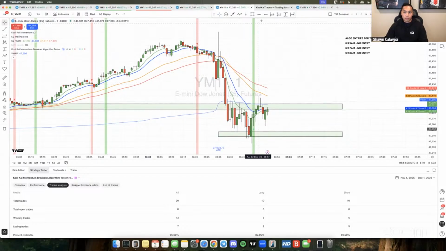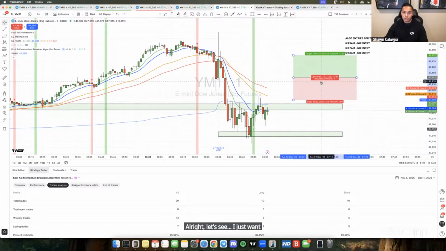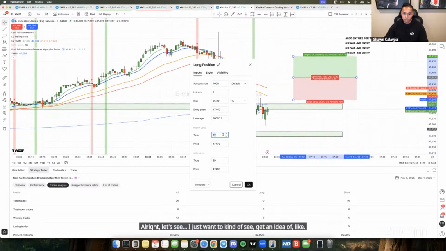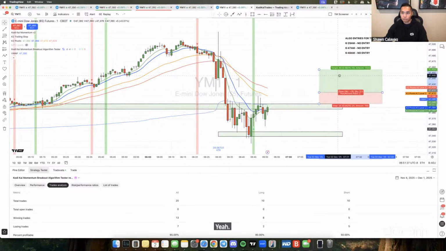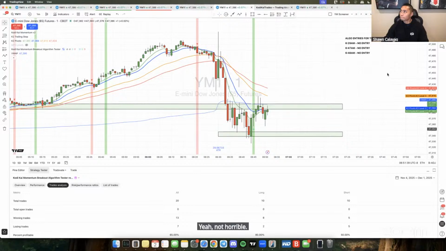All right, let's see. Just want to get an idea of what the range is looking like if we take an entry at some point soon. Yeah, not horrible. All right, we got that target entry coming up in a bit.